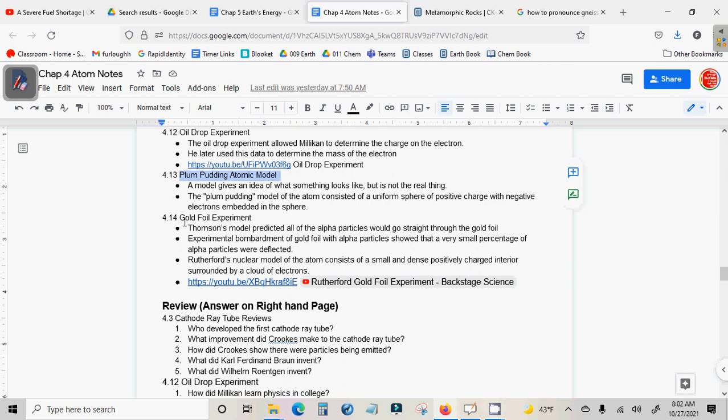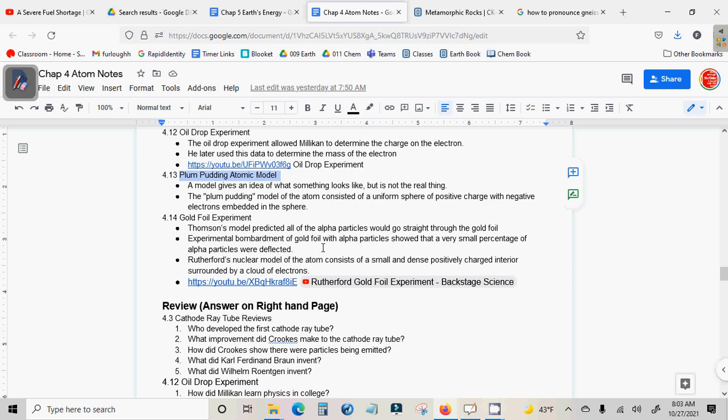Now, a few years later, one of Thomson's students, Ernest Rutherford, did an experiment with gold foil where he shot positive alpha particles through the gold foil. These are basically a helium nucleus, so they're extremely tiny. If you use the plum pudding model, then every single alpha particle should just go straight through. But what they found is some of them were deflected at an angle, and some of them actually bounced back.